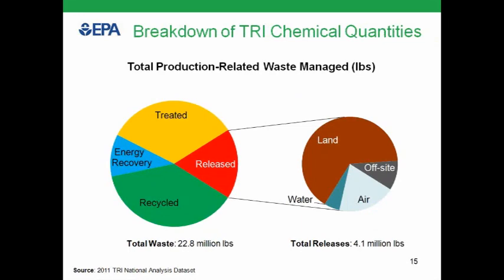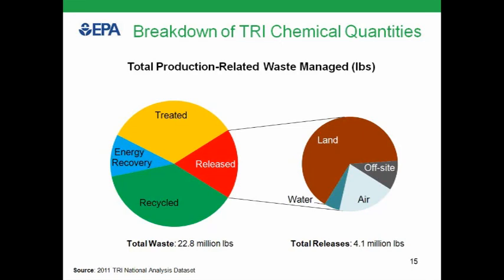So looking at that first point, environmental impact, here are the different metrics that TRI has related to that. So the overall amount reported to TRI will be the total production-related waste managed. These should both say billions. I'll correct that for the version that I send out. But total waste is 22.8 billion pounds per year. But that includes everything in the hierarchy.